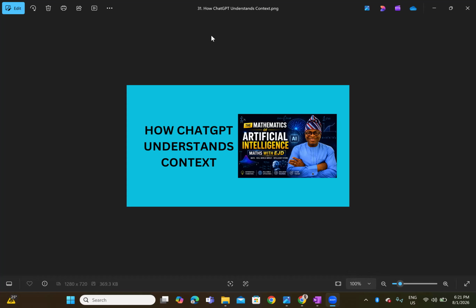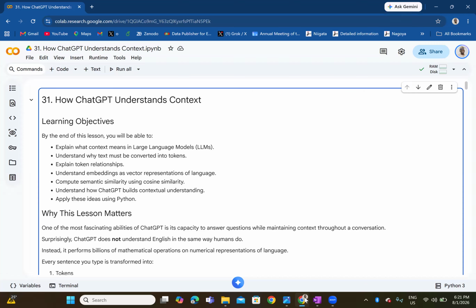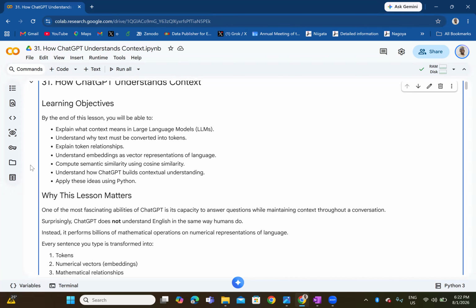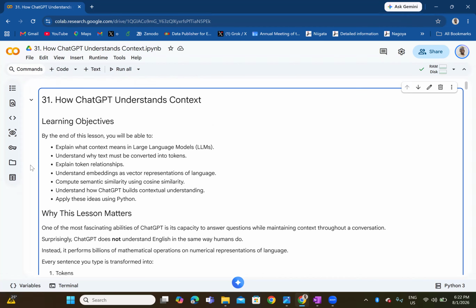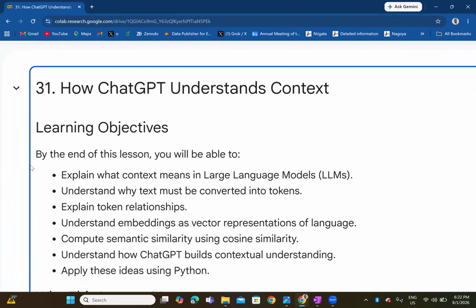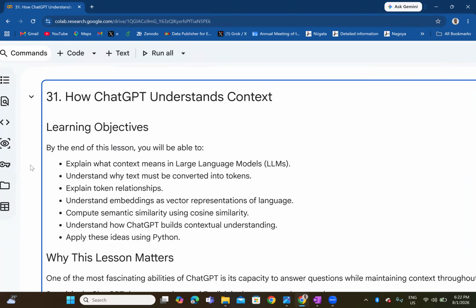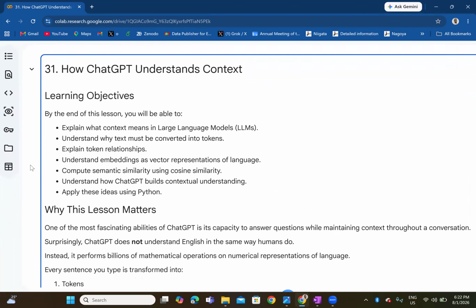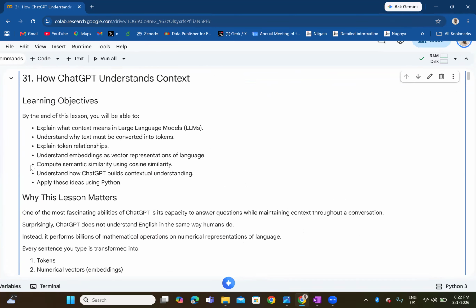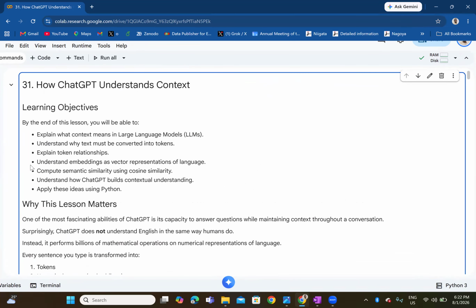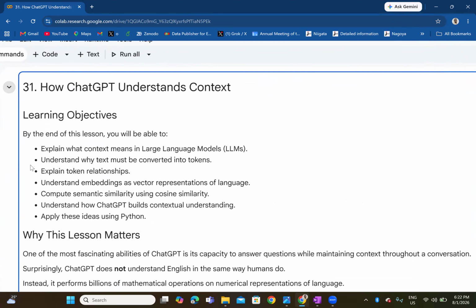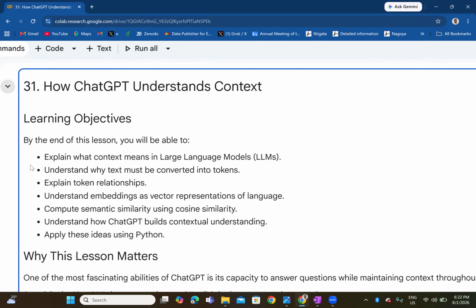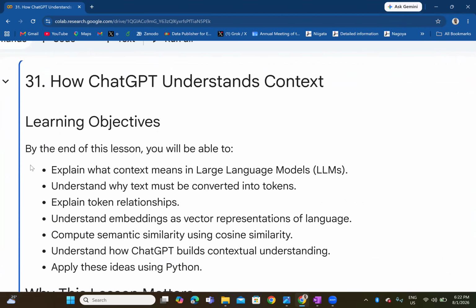Now we see how ChatGPT understands context. It's been said a lot of times that computers don't understand our human language. But we can convert our language into a language that computers understand, and that involves numbers and all that. That leads to the idea of embeddings and the related ideas. So, how ChatGPT understands context, and our learning objectives here include the following.